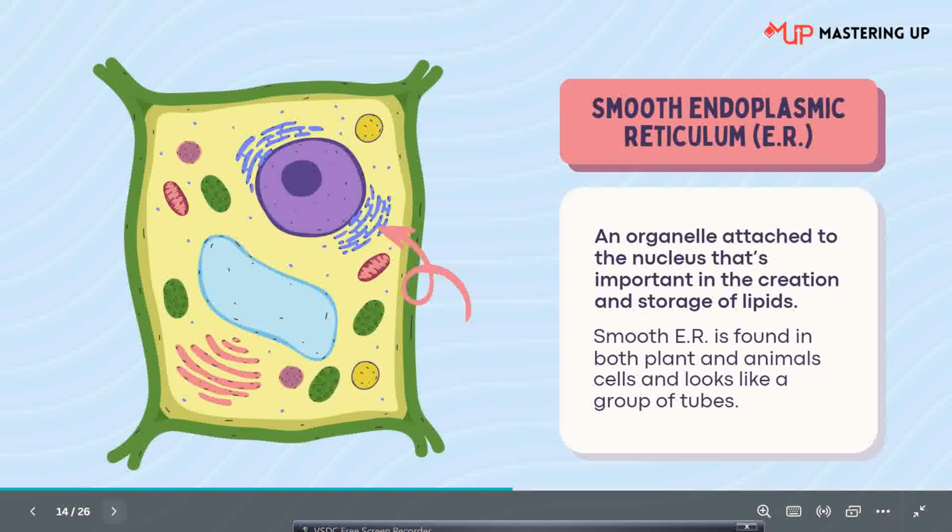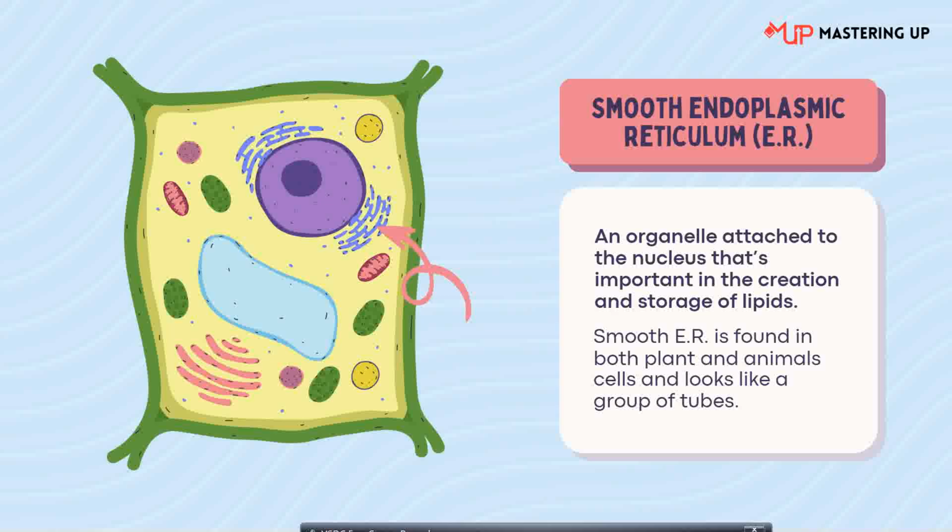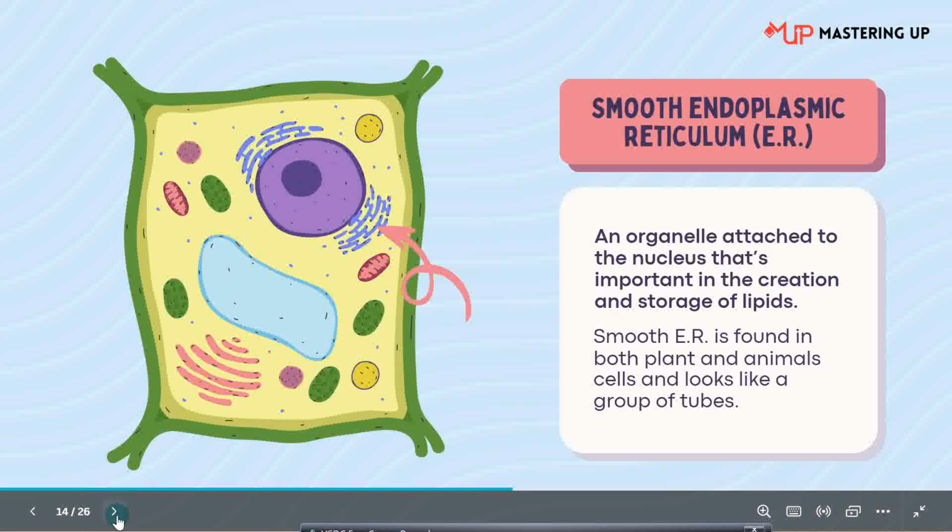Now smooth endoplasmic reticulum. It is an organelle attached to the nucleus that's important to the creation and storage of lipids. Smooth endoplasmic reticulum is found in both plant and animal cell and looks like a group of tubes. Here two types of endoplasmic reticulum are present, the smooth endoplasmic reticulum and the rough endoplasmic reticulum.